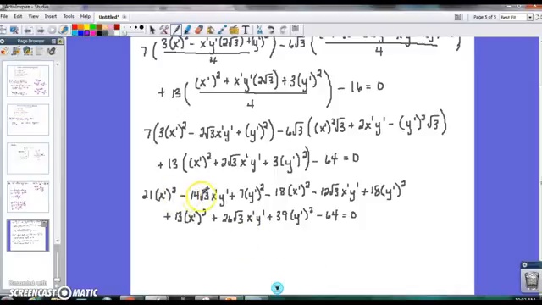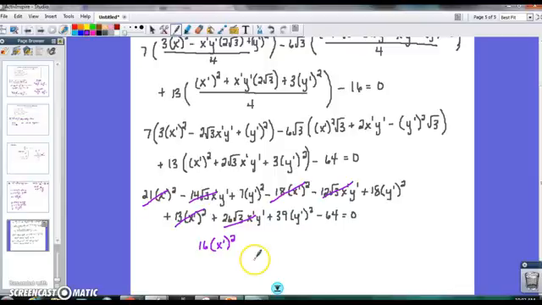Okay, so let me start simplifying here. I have negative 14 root 3 x prime y prime minus 12 root 3 x prime y prime. That's negative 26 root 3 x prime y prime. That cancels with this plus 26 root 3 x prime y prime. So those are all gone. Let's then combine all of our x prime squared terms. I have 21 minus, so let me cross them off as I go. 21 minus 18 would give me 3. 3 plus 13 would give me 16. So that's 16 x prime squared.